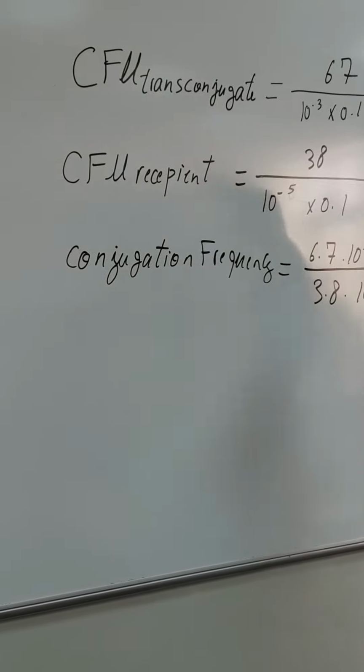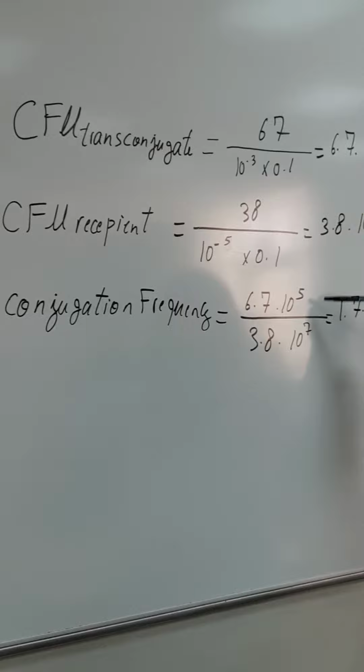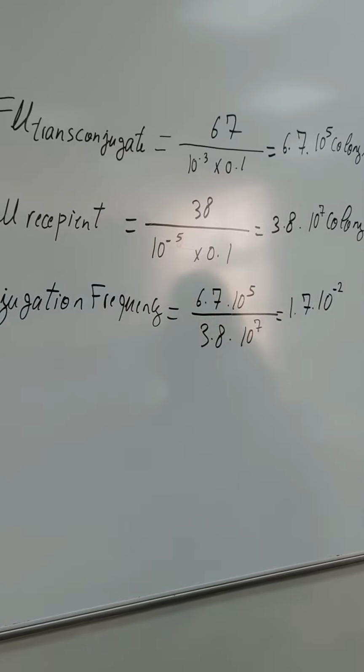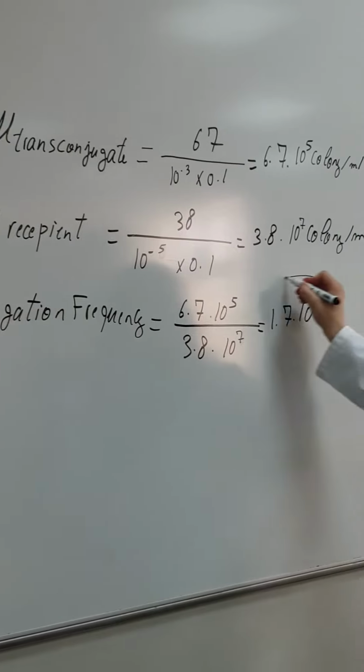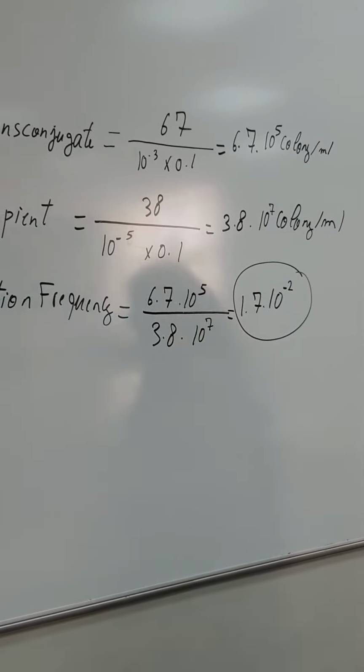Conjugation frequency is the CFU of transconjugants divided by the CFU of recipients. We divide these two numbers, and we obtain 1.7 times 10 to the power minus 2, which is a very acceptable conjugation frequency in the case of E. coli.